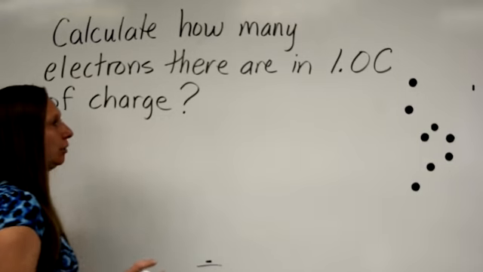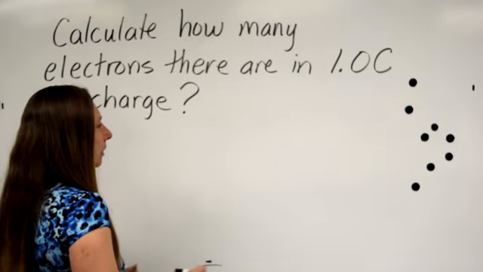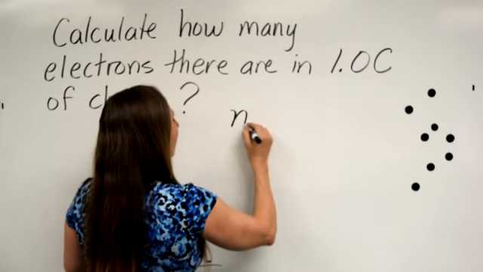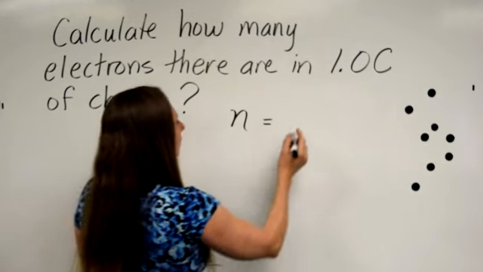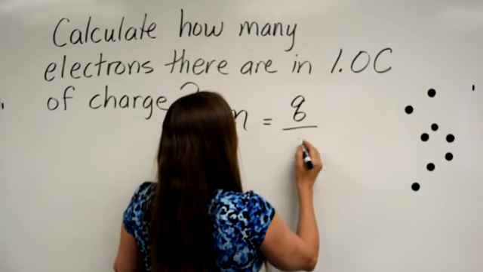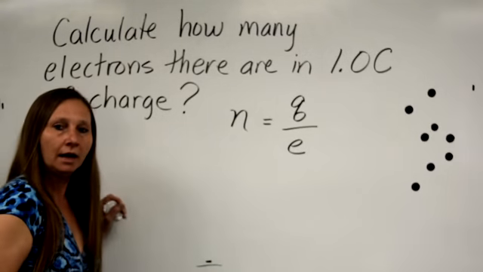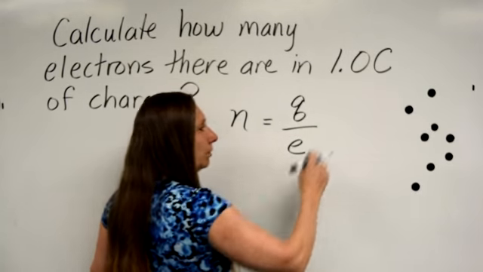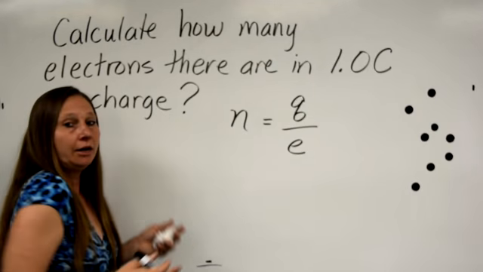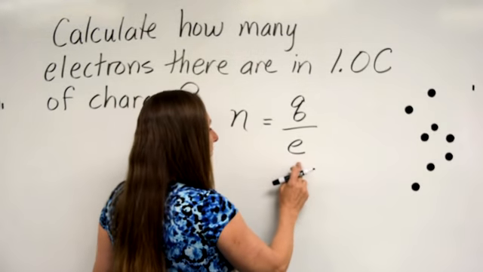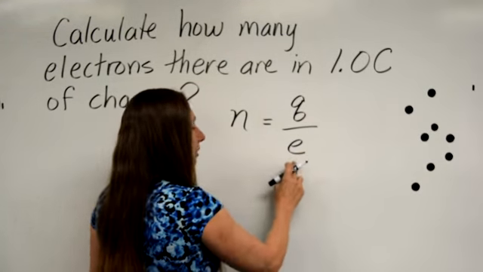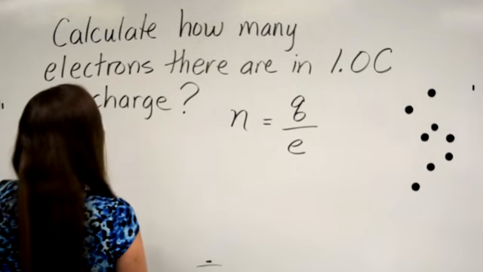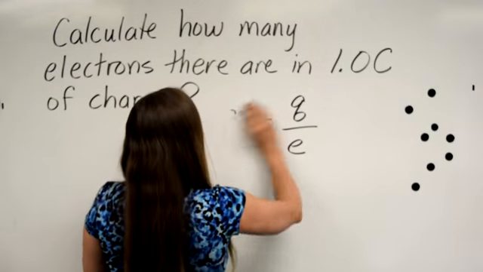Now we can use that equation that we made up, that common sense equation. The number of electrons is equal to the charge divided by 1 elementary charge. I've got a certain amount of charge, 1 Coulomb of charge. I want to know how many electrons that would be. So I'm going to divide by the number of coulombs per electron, the elementary charge. All right, so here we go.